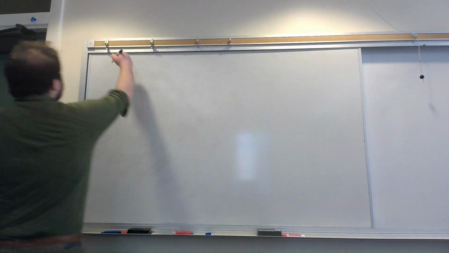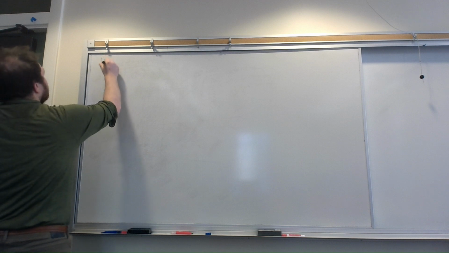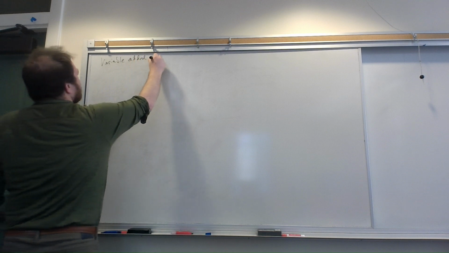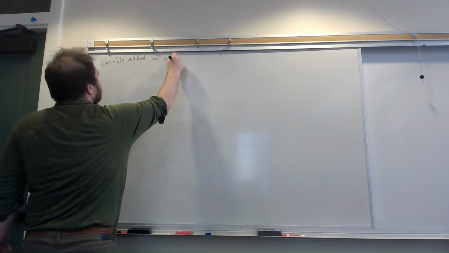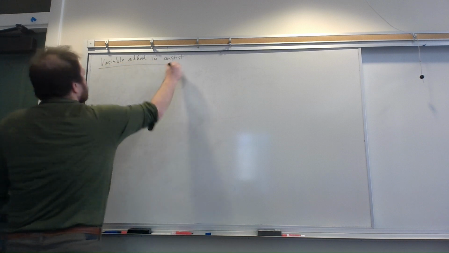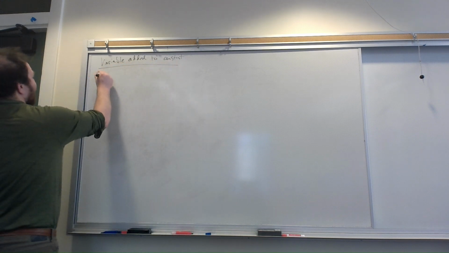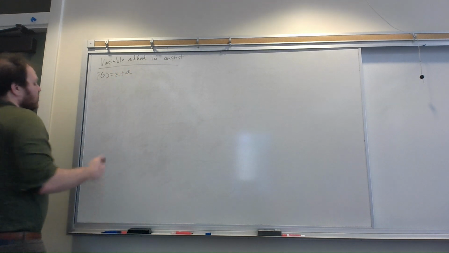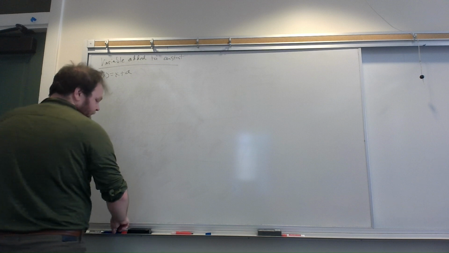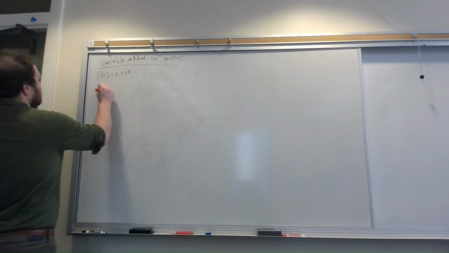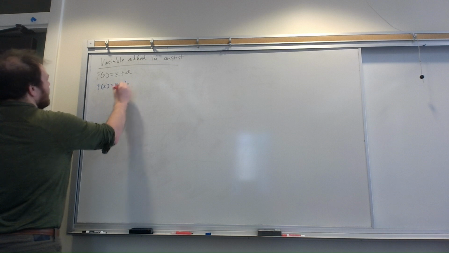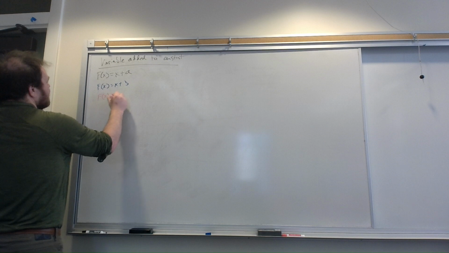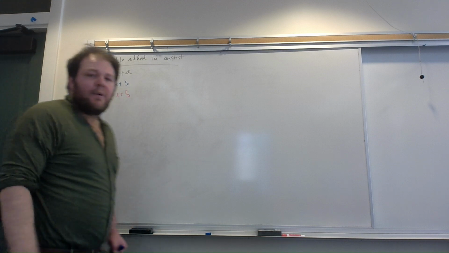So first, let's start with addition. Variable added to a constant. Right? So we might have, for example, something like f of x equals x plus some constant n, right? So this could be, for example, x plus 3. It could be x plus 5. Yeah? Okay.